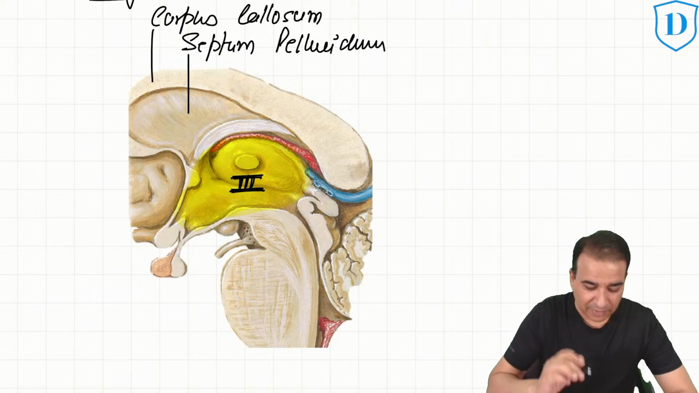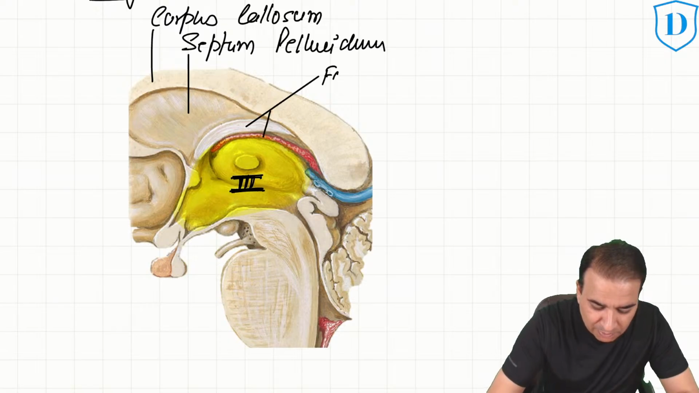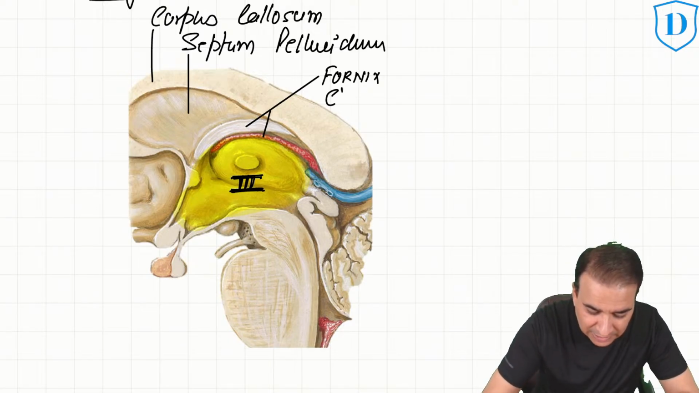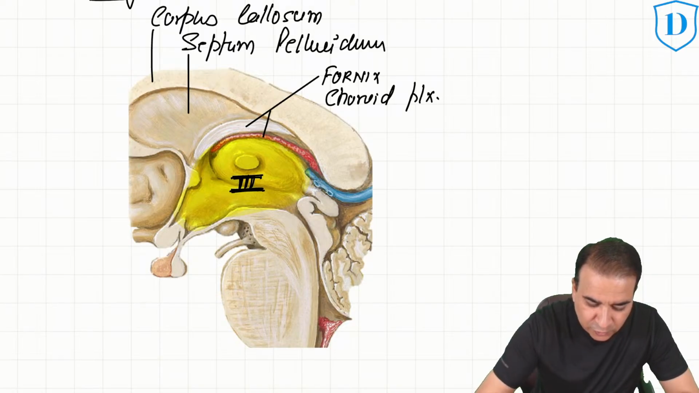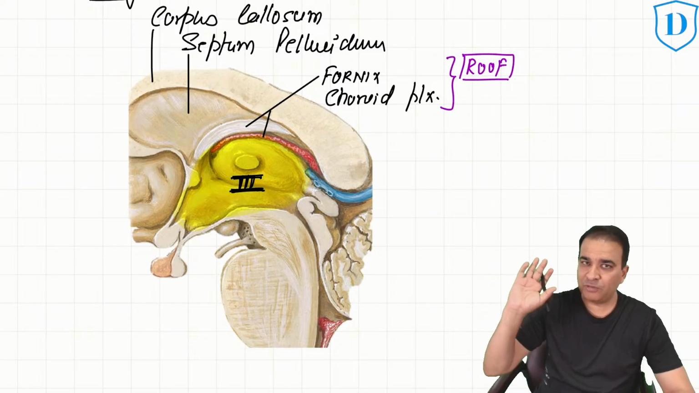Third ventricle boundary में what you'll see guys, in the roof of the third ventricle आपको दो structure दिखाई दे रहे हैं. One is a white matter bundle that is called as a fornix. I'll tell you more about the fornix in a minute. That is fornix. और fornix के नीचे that plexus there is the choroid plexus. So guys, fornix and choroid plexus, they are forming the roof of the third ventricle. थर्ड वेंट्रिकल रूफ में आ गया फॉर्निक्स एंड कोरोइड प्लेक्सस.